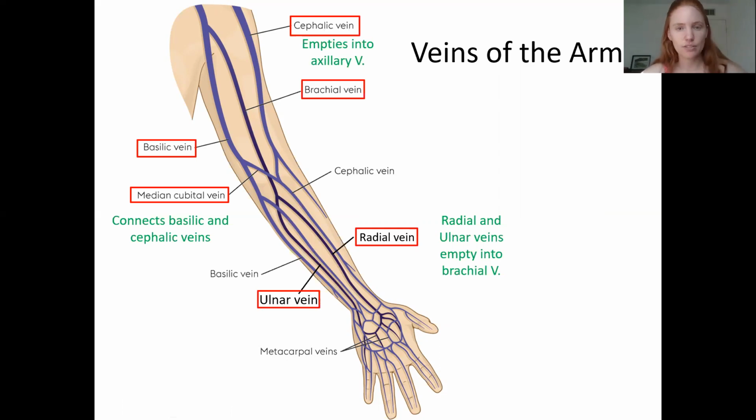radial arteries. So, draining blood from the hands into the radial and ulnar veins, which will merge together to form the brachial vein, which will then go into the axillary vein, which will then go into the subclavian vein, and then continue on.